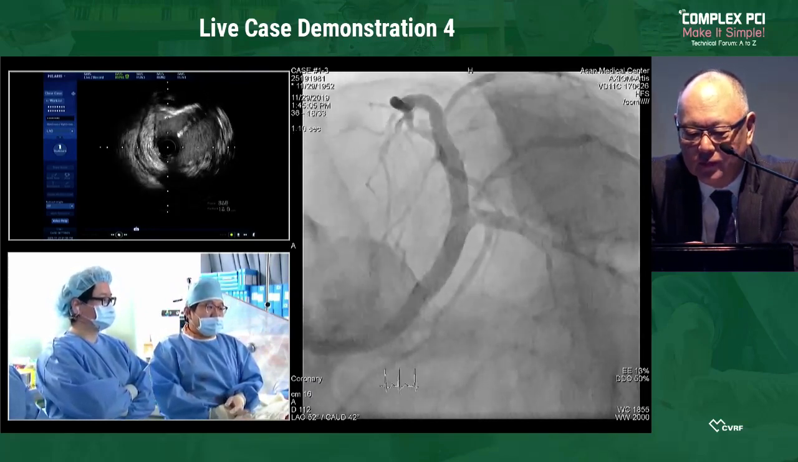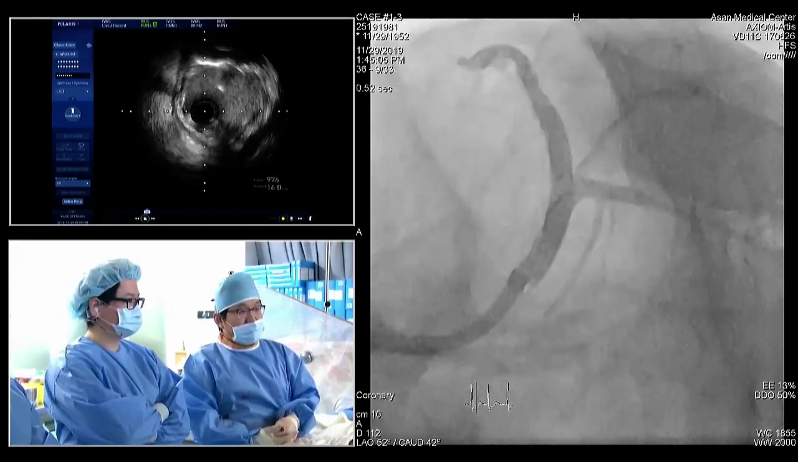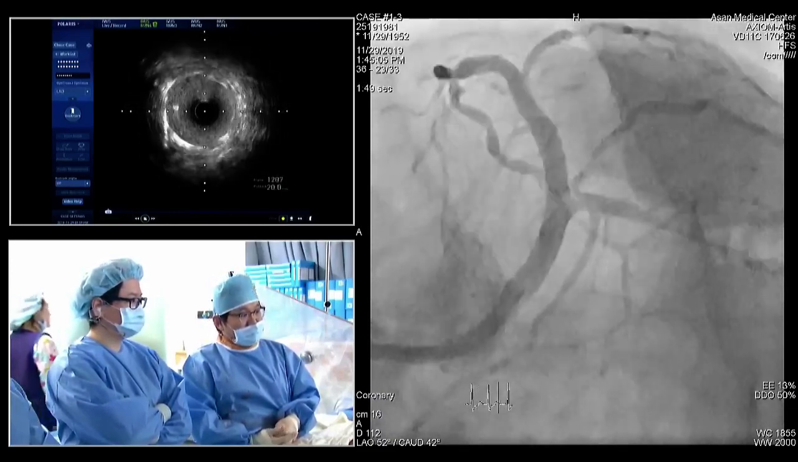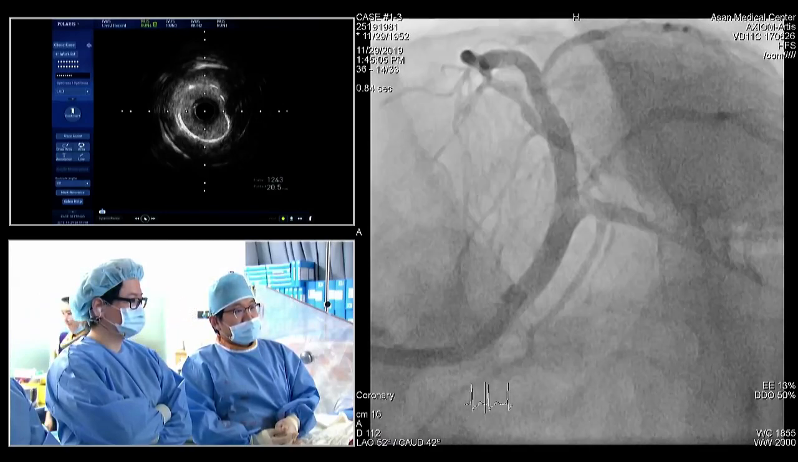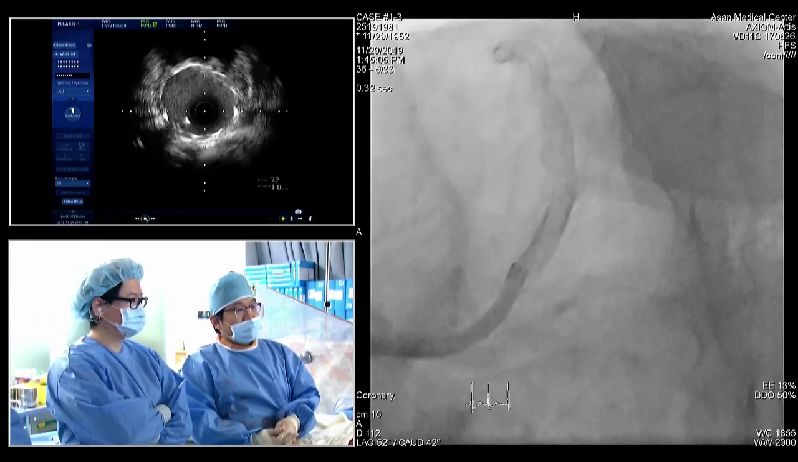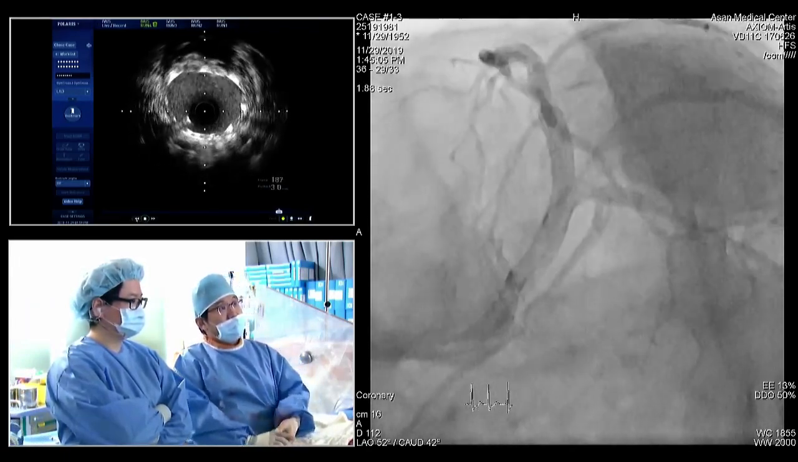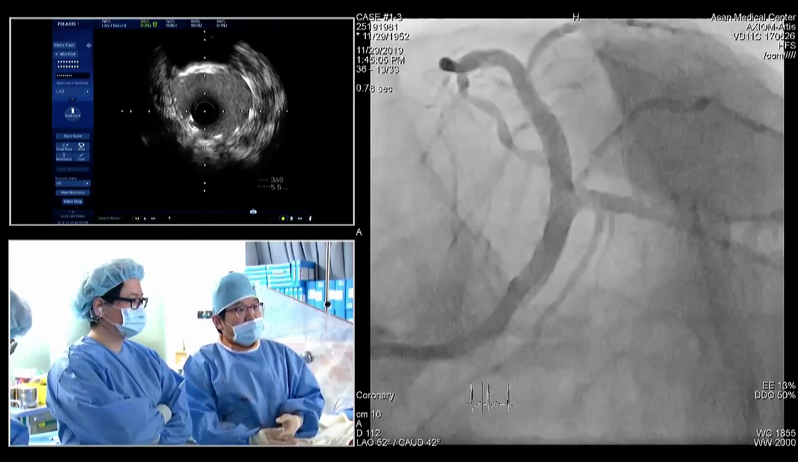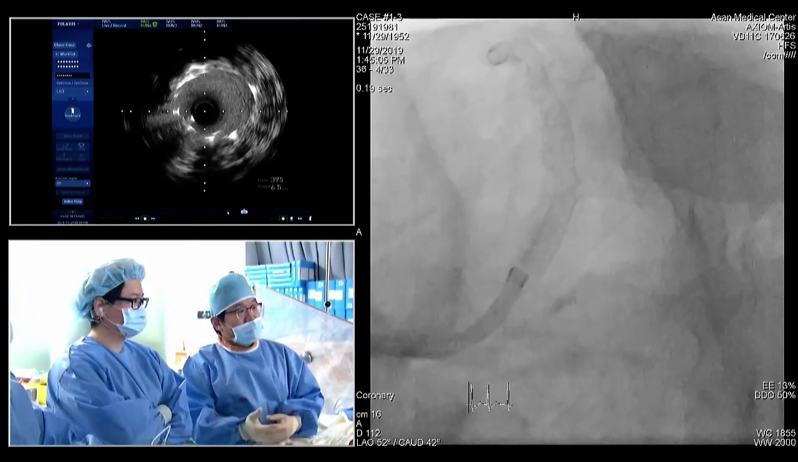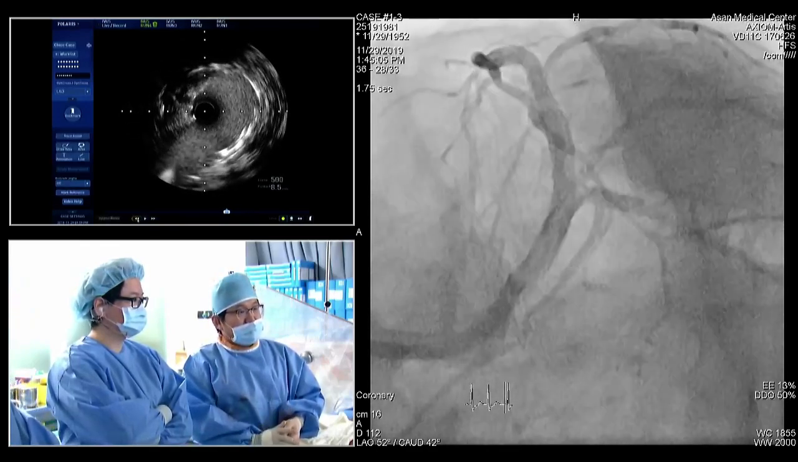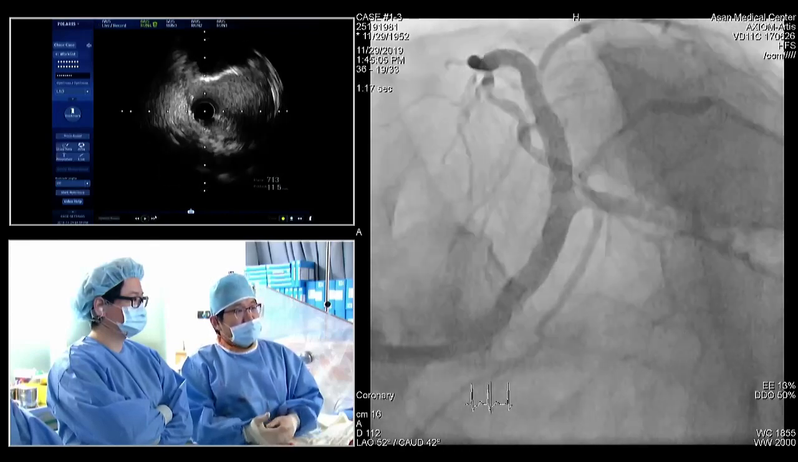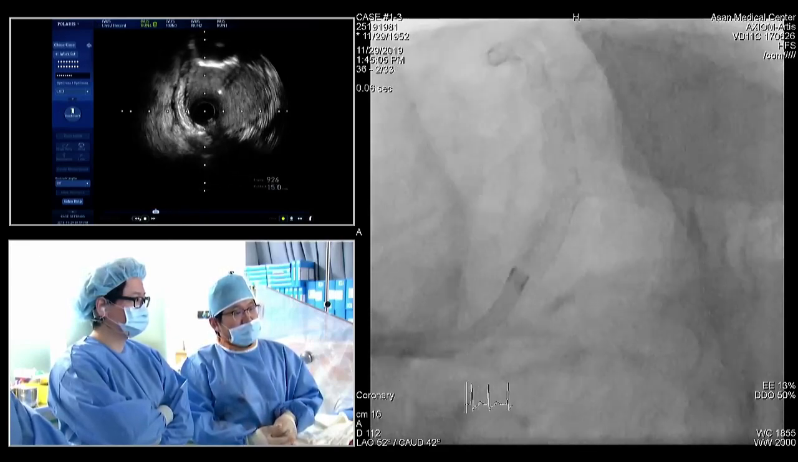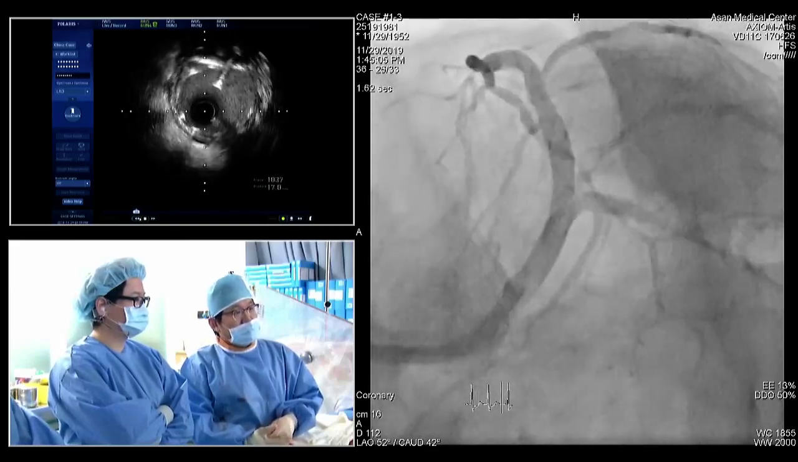Personally, I think the first kissing balloon is not necessary in the DK crush. DK crush provides us a very important insight, but the first kissing, I think, is not necessary. So usually I don't do the first kissing. Some data show that DK crush is better than just a crush technique. No, there is no clinical data to compare the classical crush technique and the DK crush technique. The DK crush was better than the culotte technique in some randomized trials, but no trial compares the DK crush and the classical crush. Personally, I think DK crush is a very nice technique, but we need more balloons and it is time consuming. Very complex technique.